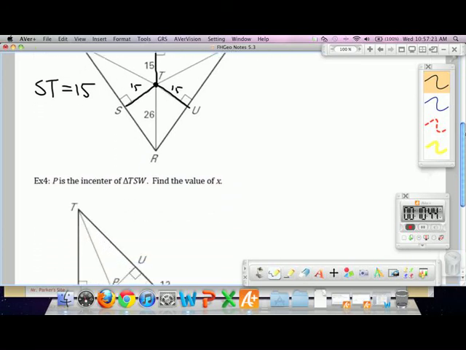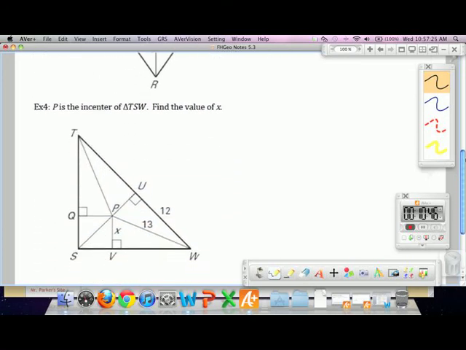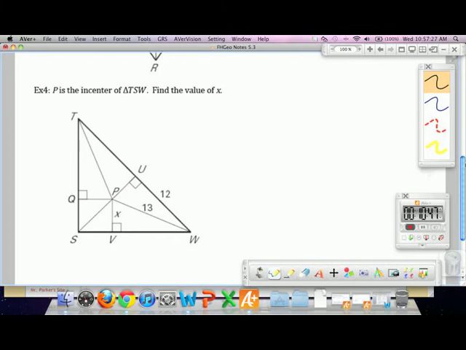P is the incenter of this triangle. So what segments are all forced to be the same length in this triangle, first of all? Okay, QP has got to be the same length as what segment? These three things all have to be the same length. Why? Because P is the incenter of this triangle. How can we use that to find what x is?